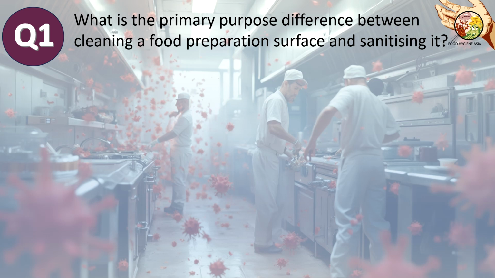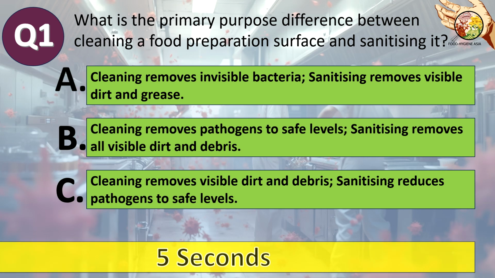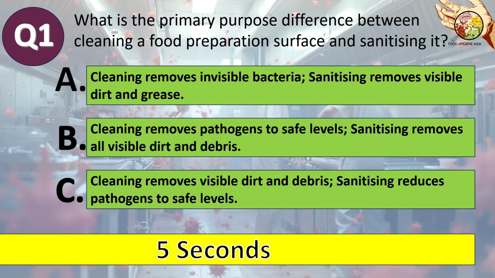Question 1. What is the primary purpose difference between cleaning a food preparation surface and sanitizing it? A. Cleaning removes invisible bacteria, sanitizing removes visible dirt and grease. B. Cleaning removes pathogens to safe levels, sanitizing removes all visible dirt and debris. C. Cleaning removes visible dirt and debris, sanitizing reduces pathogens to safe levels.